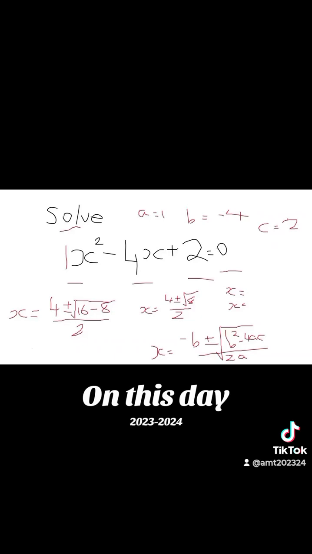So x equals 3.41 to 2 decimal places, or x equals 0.59 to 2 decimal places. And that's how we apply the quadratic formula, and it can be used to solve any quadratic equation in the form ax squared plus bx plus c, as long as b squared minus 4ac is bigger than or equal to 0. That is key.